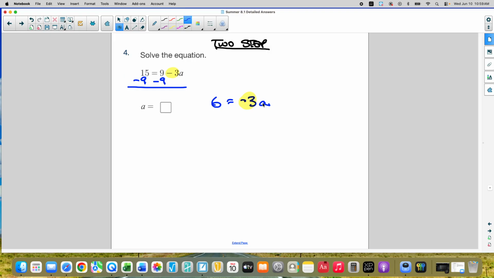And that will leave us with this. And what's happening to my variable? It's being multiplied by -3. The inverse of multiplying by -3 is dividing by -3, leaving us with -2 equals a. And that would be our answer.